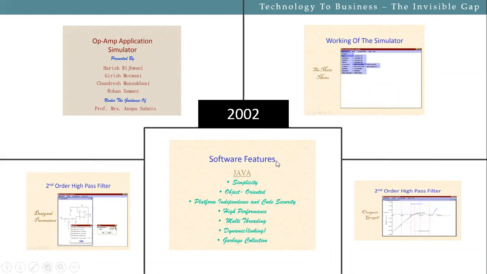This is actually what, as an engineer, I put out there. As an engineer, I wrote that these are my software features: that I'm using Java, it is object oriented, it is high performance, multi-threaded, dynamic, and it has garbage collection. Imagine I am trying to sell this to a normal person, to anybody out there. Will it make sense to that person?